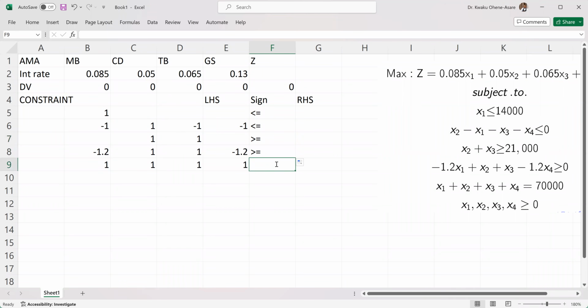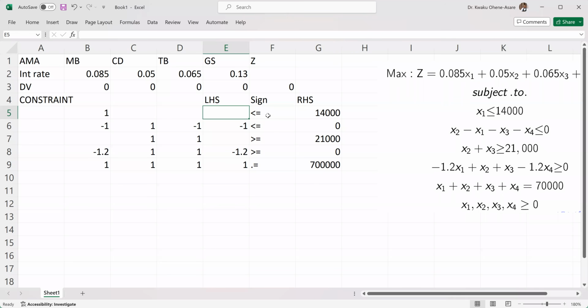So this one, the equal to symbol will be seen as a formula. So I'm just bringing a dot before I write the equal to. Okay, let's take the right-hand side. The first one is 14,000. The next one is 0. The next one is 0. The next one is 21,000. Then followed by 0. Then followed by 70,000. And that's it. We are done.